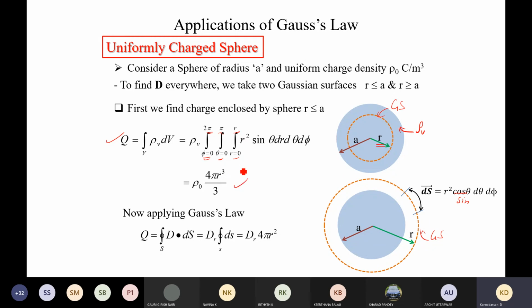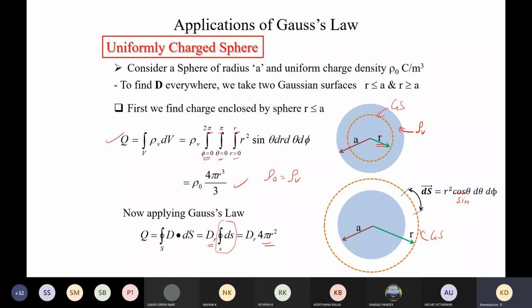When you do the integration, you will get the result, which is nothing but r cube by 3, and the sine theta integral is going to give 4 pi. So rho naught is nothing but rho v, which we consider as the charge density. And we are going to apply Gauss law. According to Gauss law, this integration is nothing but the total D flux. So if we know the closed surface integration, we can calculate the field exerted out of that. We know the surface of this, and we are going to integrate just over the surface. We will get 4 pi r square.